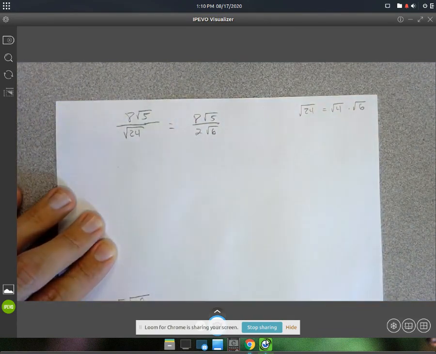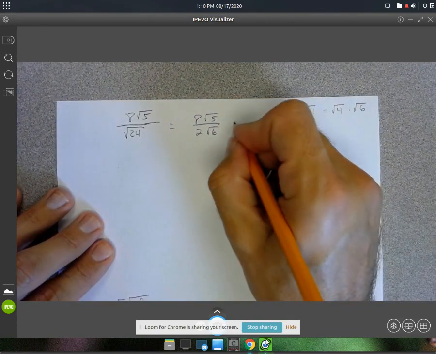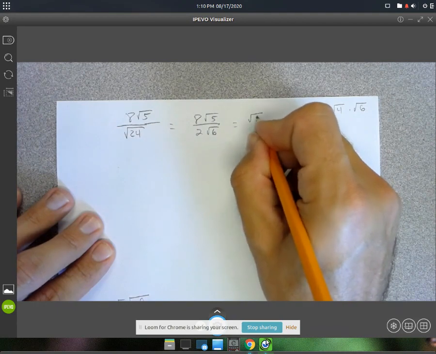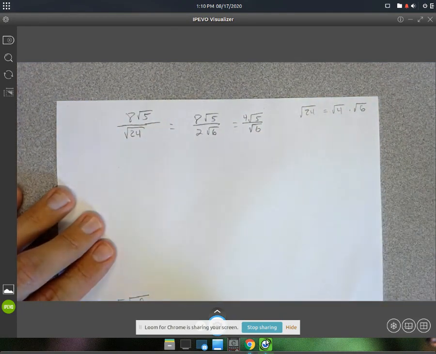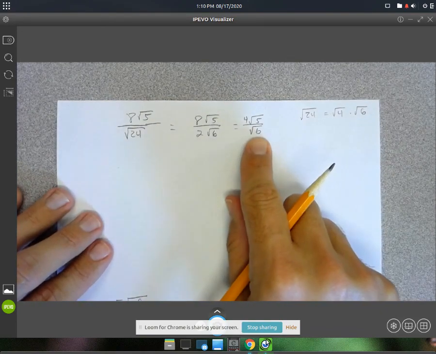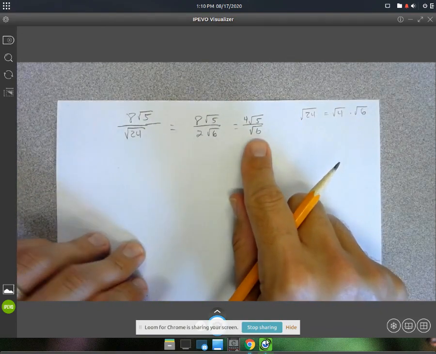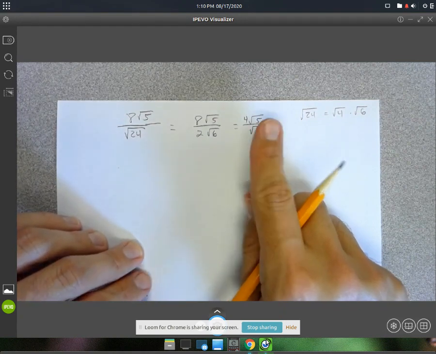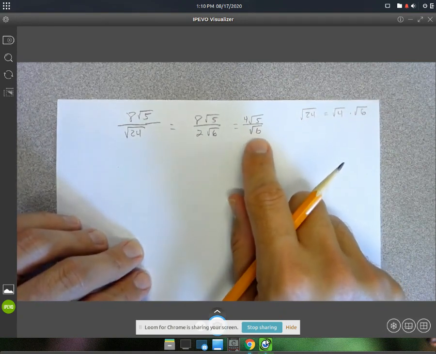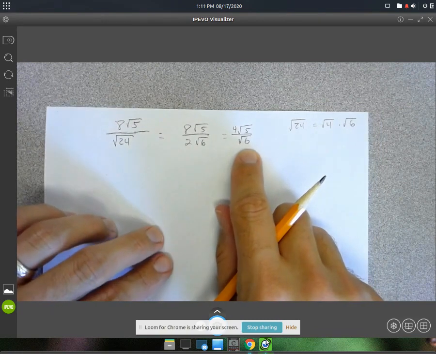The 8 and the 2 can definitely simplify. That would just be 4 root 5 over root 6. But we're still left with that radical in the denominator. Now here's the trick for this. This is called rationalizing the denominator, because this is an irrational number. We're going to force it to be a rational number.